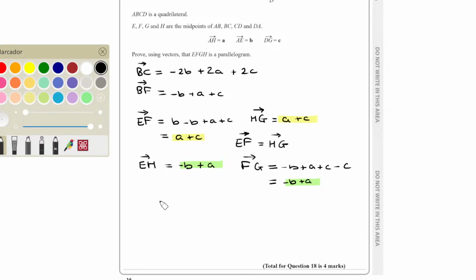So you can therefore write, and maybe let's write it down here. EF is the same as HG, and EH, so the opposite sides of that quadrilateral we've created are literally the same vectors, which therefore means that they are parallel. They're parallel. That one's also parallel, isn't it?